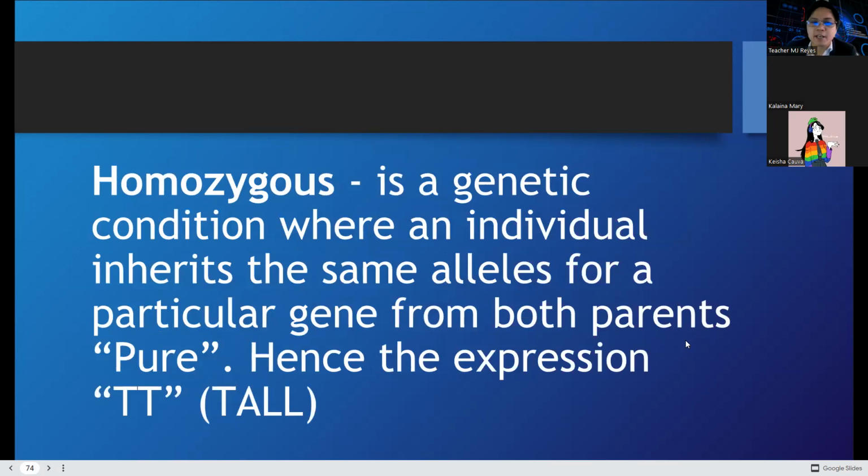Let's take a look at homozygous. When you say homozygous, homo means one. It is a genetic condition where an individual inherits the same alleles for a particular gene from both parents. It is considered as pure, hence the word pure breed. So you are not carrying a recessive allele. You're just carrying a dominant allele, pure allele. So hence the expression, if it is tall, all capital T. So you're not carrying a gene for short.